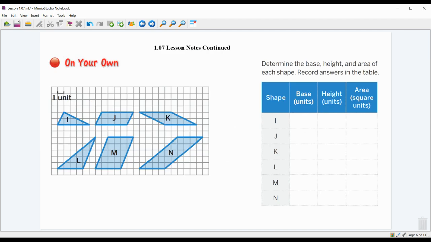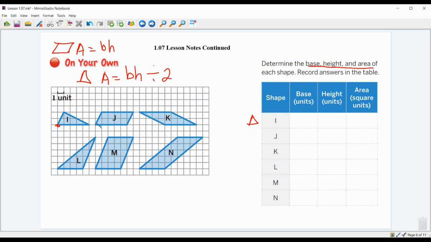Okay, next. You're going to try a few of these and see how you do. So you're going to determine the base, the height, and the area. So I'm going to start with I. Ooh, and I'm going to make a little note to myself. The area of a parallelogram is base times height. But the area of a triangle is 1/2. So you do base times height divided by 2.